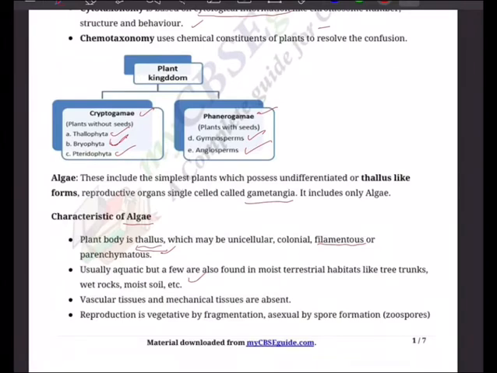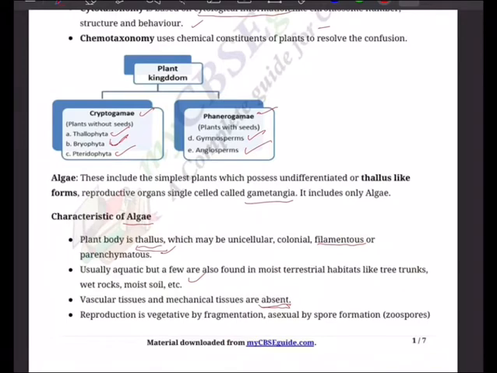Similarly, you must have seen whenever it rains on the ground, within 2-3 days of having rains, green colors will come. These are all algae most of the time. And on the walls, even in your own home, if there is any seepage, you can see green patches appearing on the walls. These are all algae. Vascular tissues and mechanical tissues are absent. No xylem, phloem. That's why we are not putting them under evolved plants.